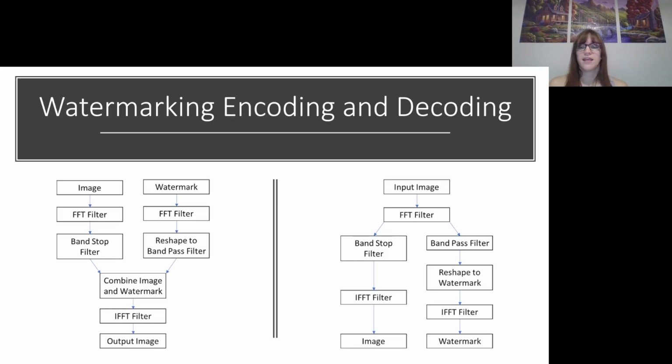decoding chain and get two different outputs. So the first one would be the image once the watermark has been removed, and the second would be the watermark itself after it has been reshaped to the smaller image once it is taken out of that bandpass.